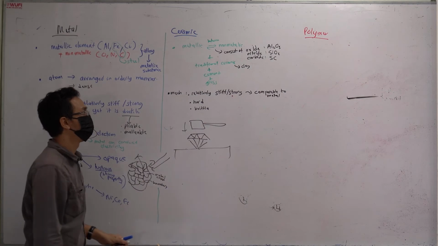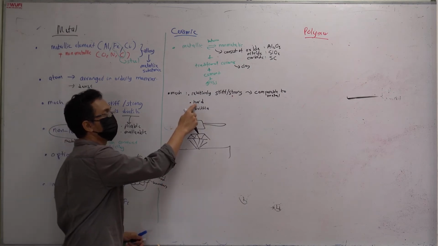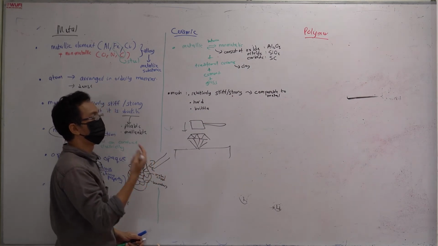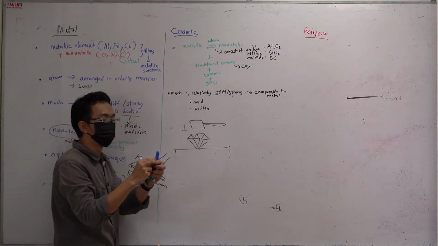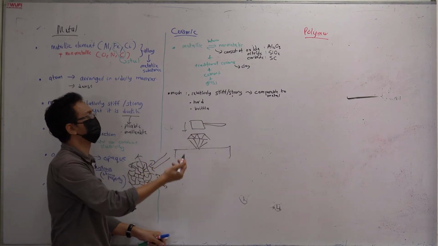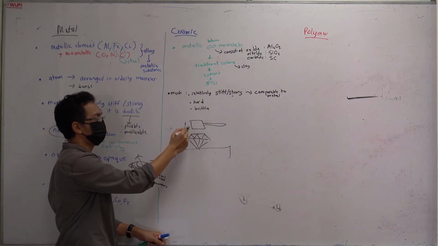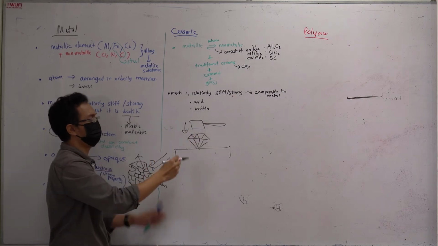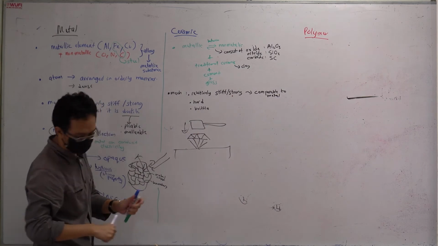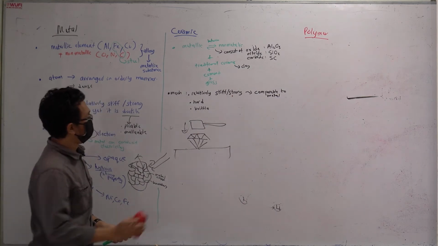Hard doesn't mean it cannot shatter. Hard is just the definition of hard: it can resist deformation, the plastic deformation, like we learned in the previous class. If you try to hit this diamond with a hammer, it will break. It will shatter. Okay, hard and brittle.